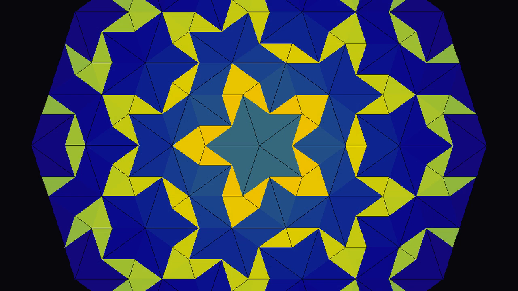They showed fivefold order could grow. They showed repeat was not required. The crystal idea had been too narrow. Nature had used a wider rule.